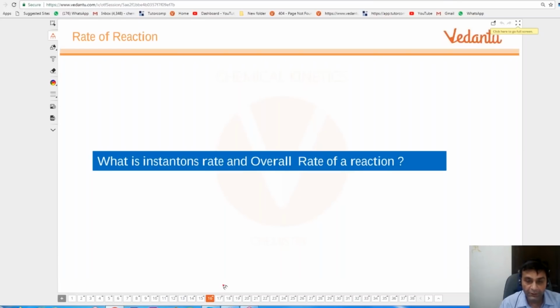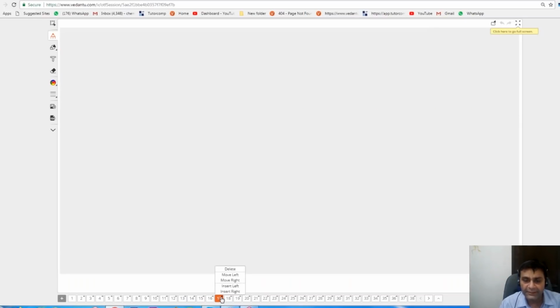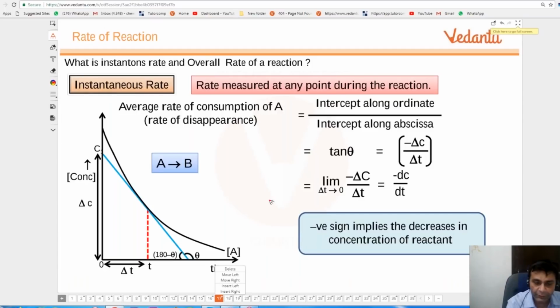so what is the instantaneous rate and overall rate of reaction? Now we're discussing this, right? Basically, what is this instantaneous rate and what is this? Now, in this graph, the concentration of A is decreasing, you can see here. How to find the instantaneous rate of reaction?